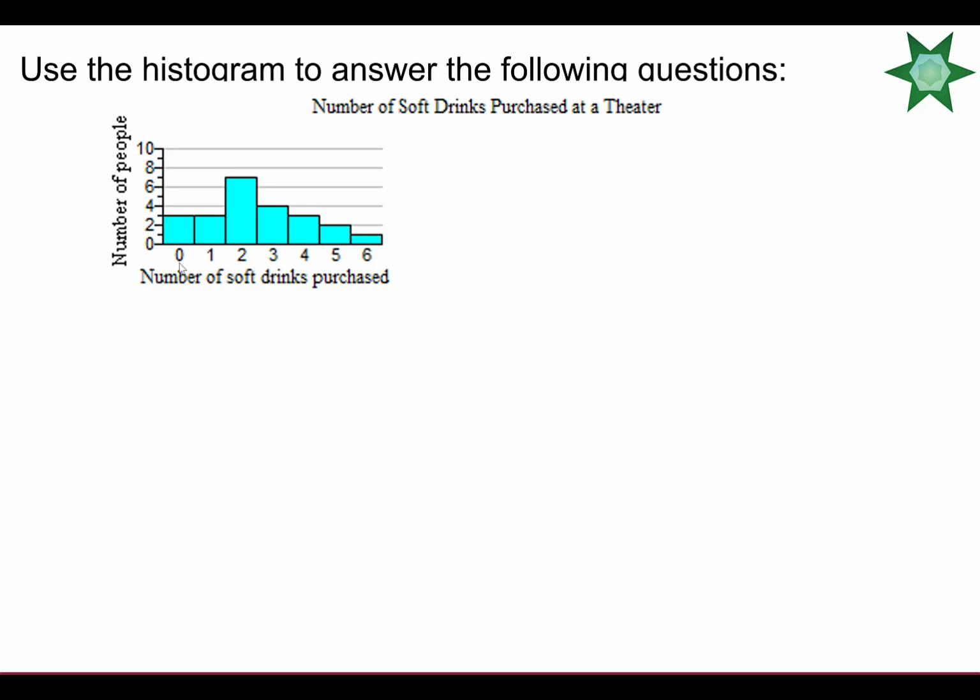So let's just, for example, look at how many people bought no drinks. We look over here and we see 3 people. Likewise, 3 people bought 1 drink, 7 people bought 2 drinks, and so forth.